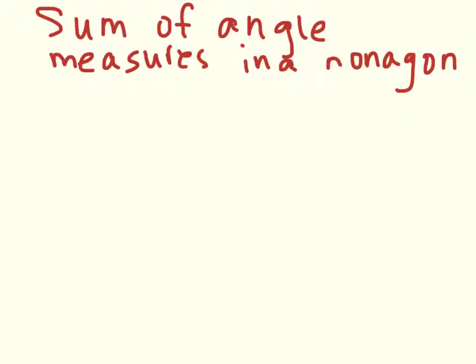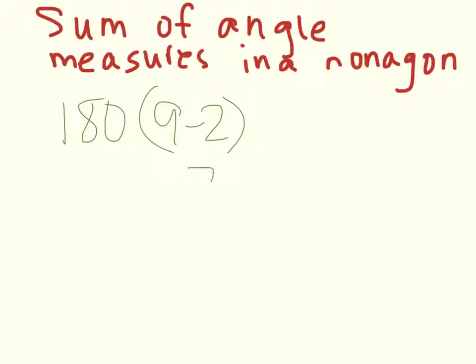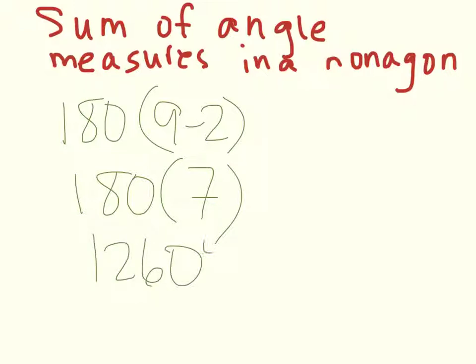For example, if I wanted to find the sum of the angle measures, the interior angles in a nonagon, it has 9 sides, so I'm going to do 9 minus 2, and then multiply that by 180 because it forms 7 triangles when I draw the diagonals. Multiply that by 180, and I get 1,260 degrees. So that's the total of all 9 of those angles in a nonagon.